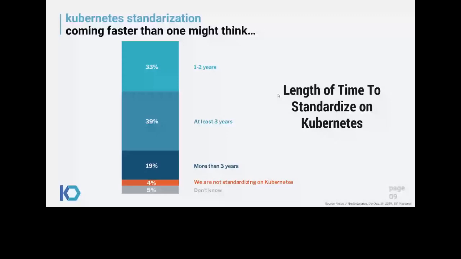And this is the exciting piece, that with the numbers that VMware gleaned from that report, this gives us the visibility that it's only going to continue to be faster and faster than we maybe once thought, because we've lived through that virtualization piece as well.